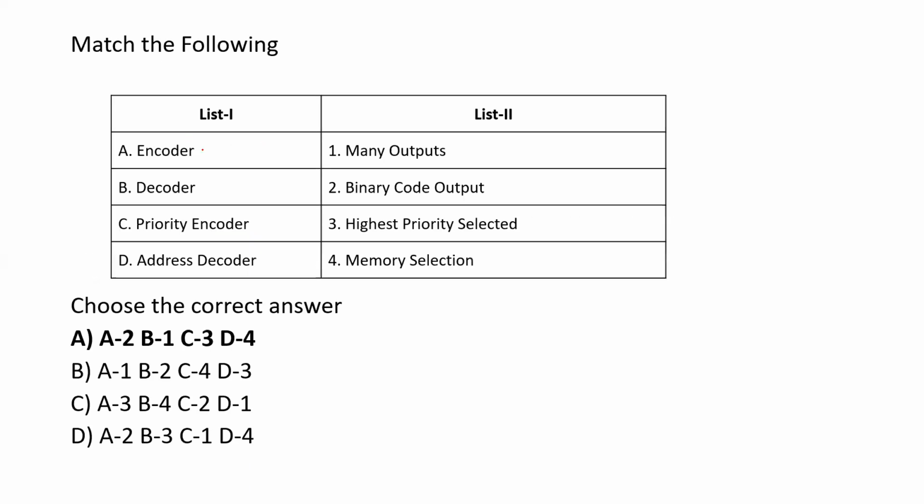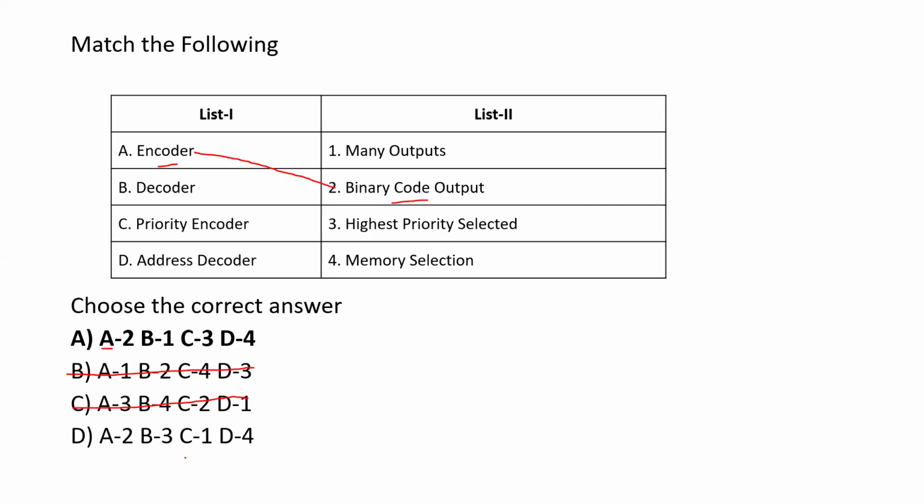And match the following. You can see encoder. Actually, an encoder gives a binary coded output. So that we know, A goes with 2. First, don't look at the answer which you have marked. A2 means we can eliminate this one and this one. So the elimination method will be very useful for saving time in the exam.